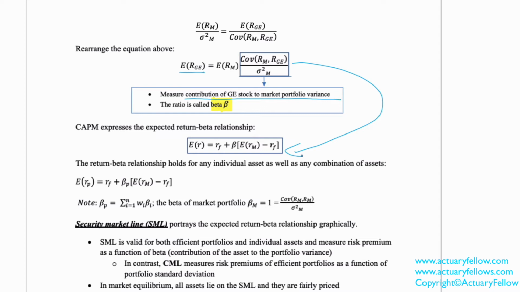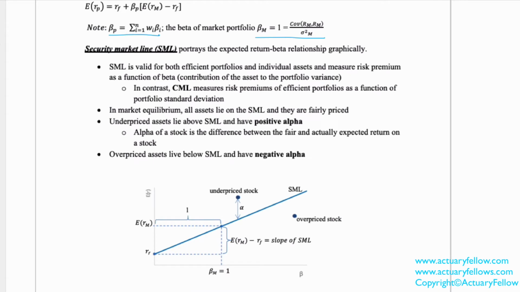This relationship holds for any individual asset and any portfolio of assets. For a portfolio of assets, portfolio beta is the weighted betas. The market portfolio includes all securities, so it has a beta of 1. Security market line is the graphical representation of the expected return beta relationship under CAPM. It measures risk premium as a function of beta. X-axis is beta, y-axis is expected return.